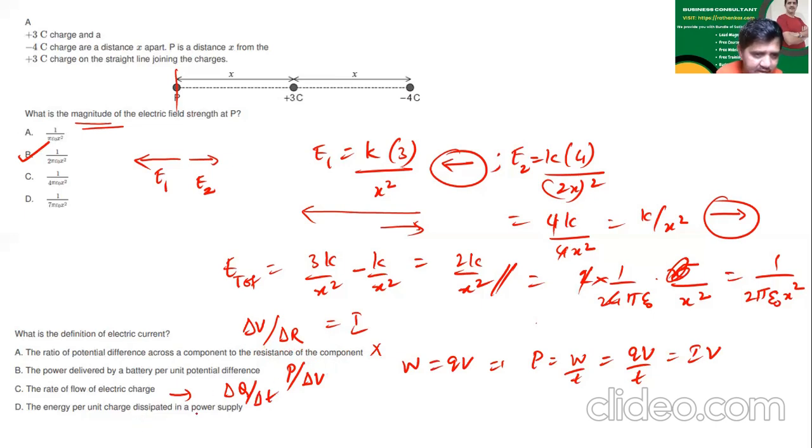Then the energy per unit charge dissipated in the power supply. Energy per unit charge. I'll write it down as work done per unit charge. What is work done per unit charge? See here, work done divided by charge is nothing but potential difference. So therefore, this is also not the right one. The only correct answer is C here. The rate of flow of electric charge is what you have learned when you learn about electric current. So C is the right answer. Remember, most of you will write the other one as your answer, which is incorrect.